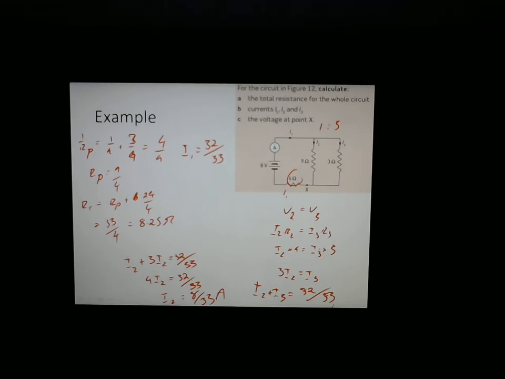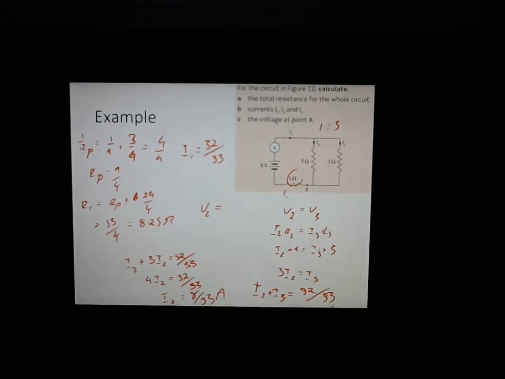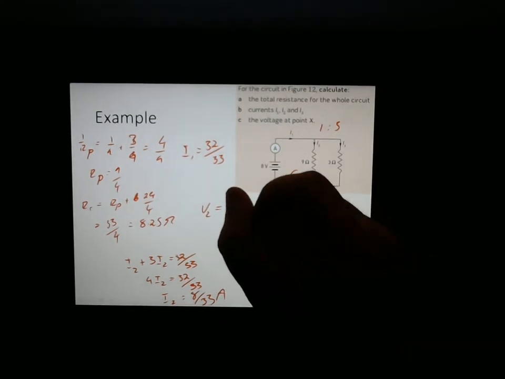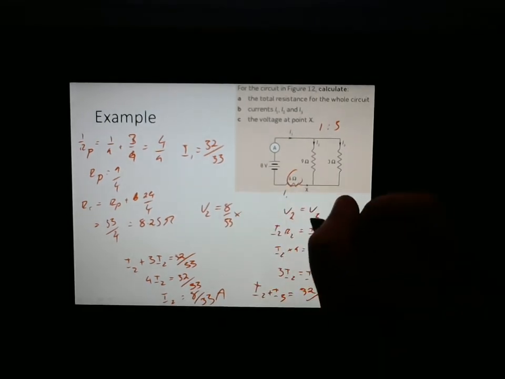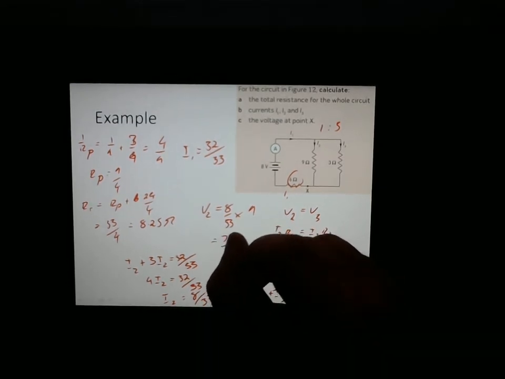Okay, so now we've got our two currents. And the last thing we need is our voltage. We could use any of these. We know what the current is equal to, and we can multiply that by the resistance to get the voltage. In fact, that's pretty straightforward. V2 is equal to I2, which is 8 over 33, times 9. 8 times 9 is equal to 72. 72 over 33.